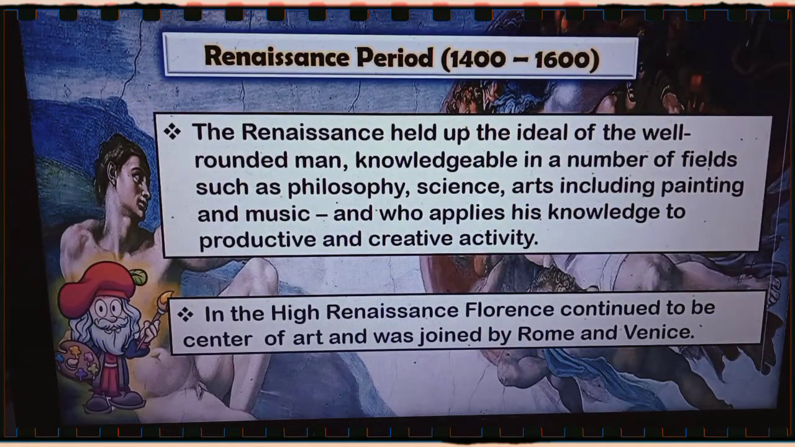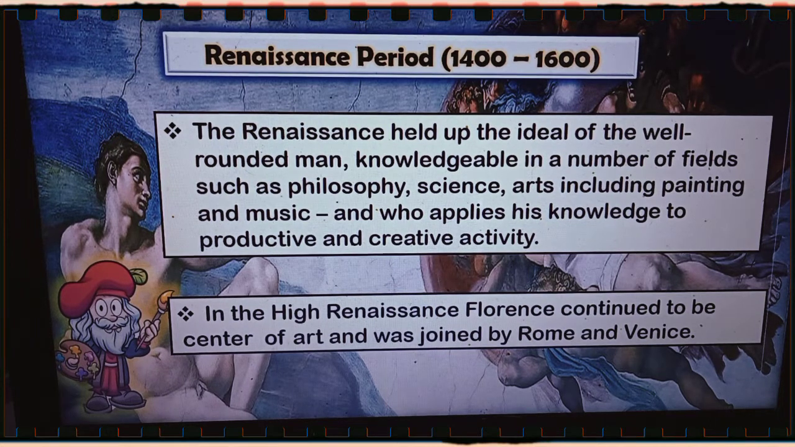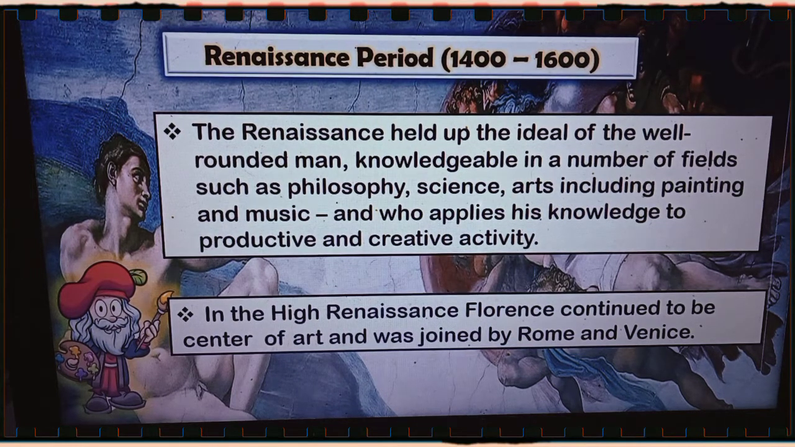The Renaissance upheld the ideal of the well-rounded man, knowledgeable in a number of fields, such as philosophy, science, arts, including painting and music, and who applies his knowledge through productive and creative activity. In the High Renaissance, Florence continued to be the center of art and was joined by Rome and Venice.